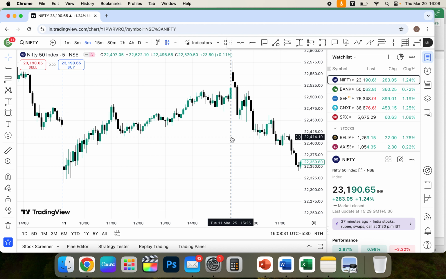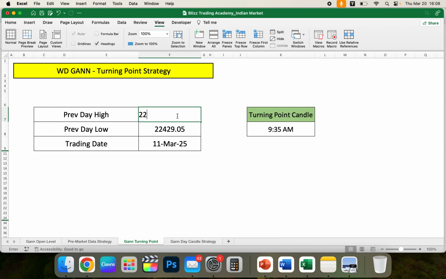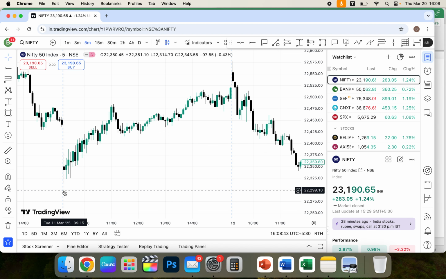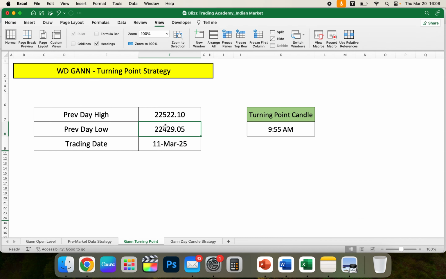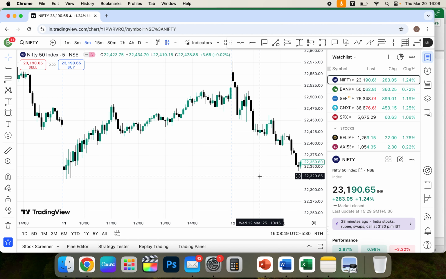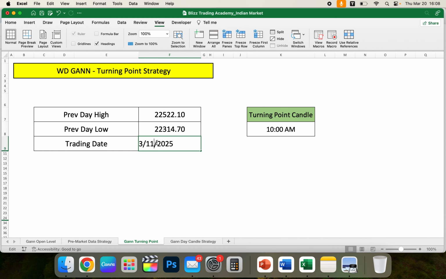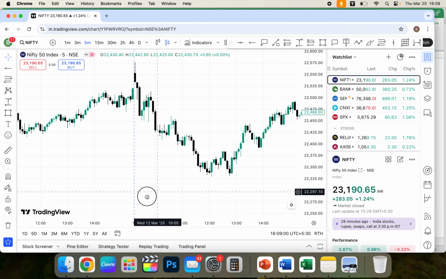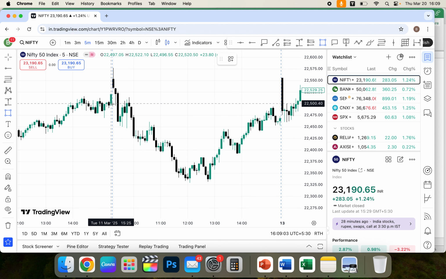The high is 22,522.10. The low is 22,314.70. So the next trading date is 12th of March. So this time the 9:55 a.m. candle will be the turning point candle. Let's see what happens on the 9:55 a.m. candle.